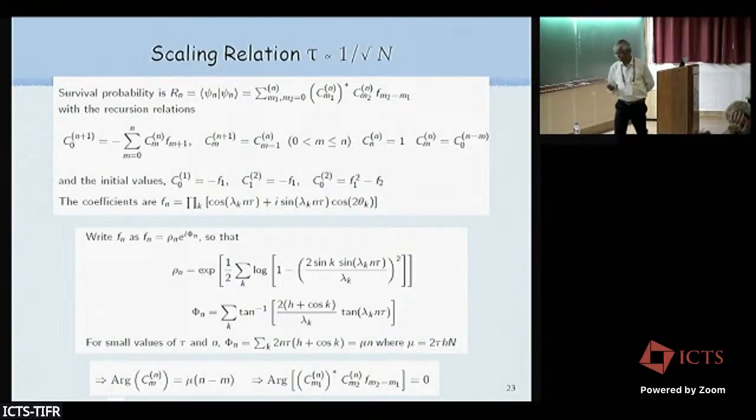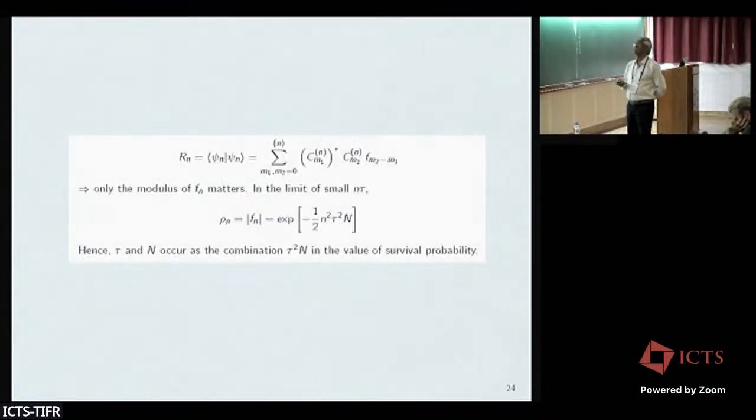And this shows after a little bit of algebra that the argument of the coefficient c is just some constant times n minus m. So the argument of this summand, this quantity which is summed over m1 and m2 in the expression for survival probability, the argument of this quantity is 0. So we only need to bother about the modulus of R, because the argument gets cancelled out. Fine. So only the modulus of Fn matters.